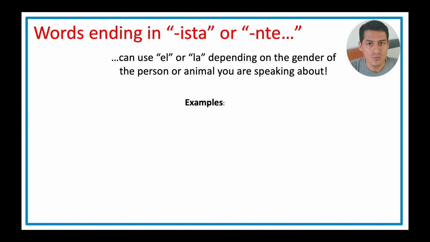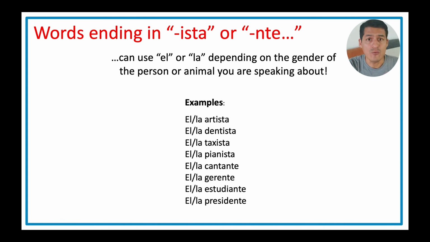This time we have the words ending in ista or nte. We will see something very particular with these because these words can use either el or la, depending on the person we are talking about. So if we are talking about a boy, we will use el with these words. If we are talking about a girl, we will use la. If you don't know the gender, just use el.